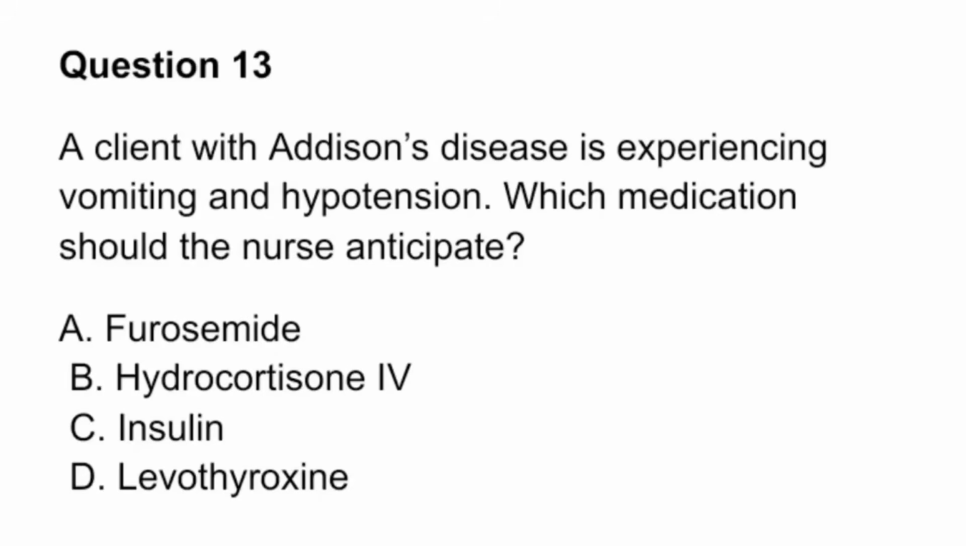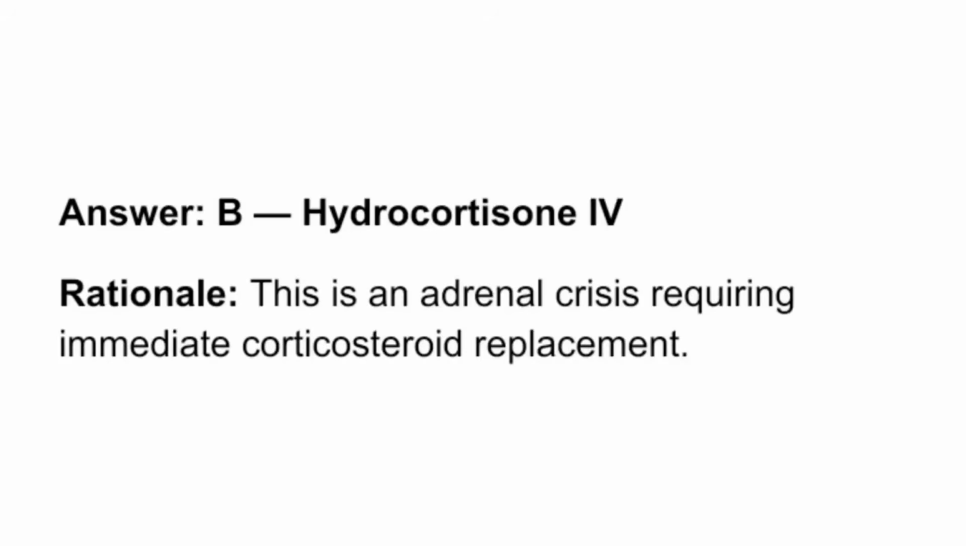Question 13. A client with Addison's disease is experiencing vomiting and hypotension. Which medication should the nurse anticipate? A. Furosemide. B. Hydrocortisone IV. C. Insulin. D. Levothyroxine. The answer is B. Hydrocortisone IV. This is an adrenal crisis requiring immediate corticosteroid replacement.